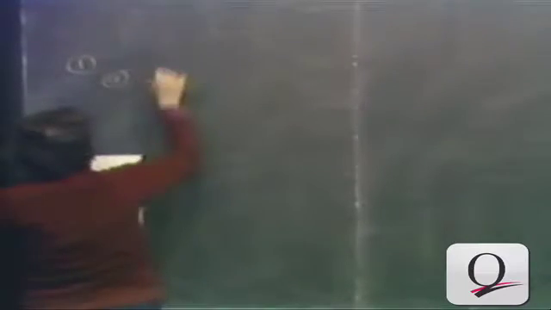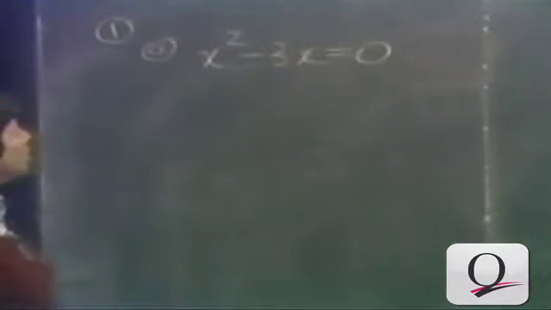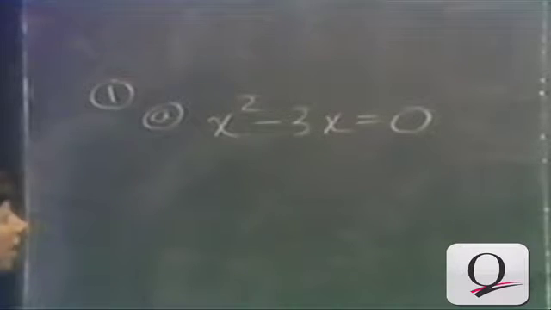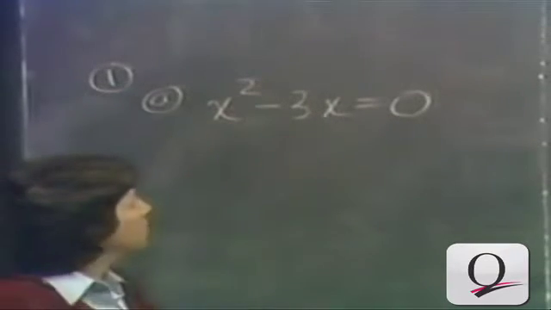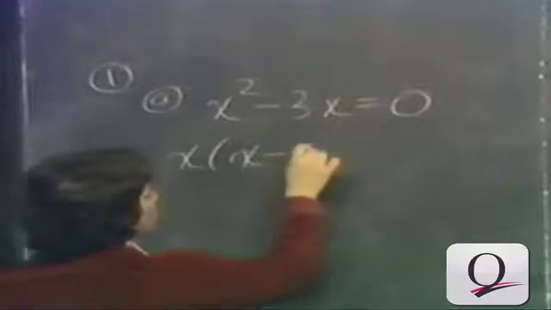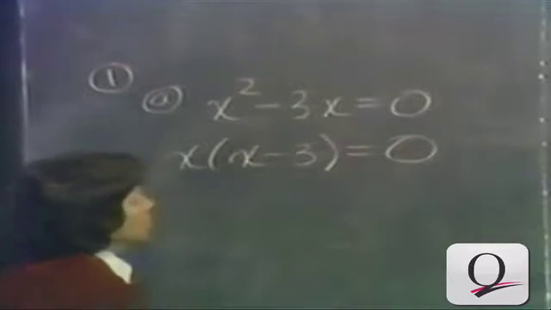For our first example, let me break this into two parts. Let's first work out x squared minus 3x equals 0. This is actually the simplest type of quadratic equation to solve because the factoring is fairly obvious. We can pull out a common factor, x, times x minus 3 equals 0.